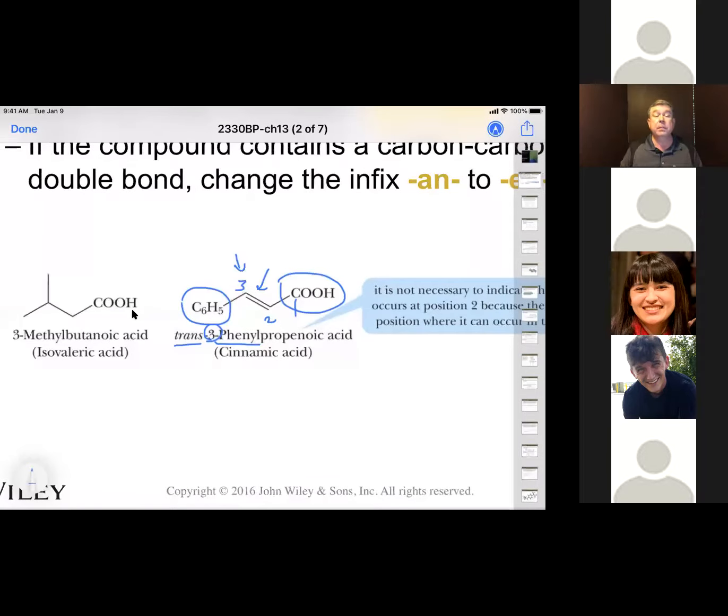And most of these carboxylic acids have common names associated with them because they're used. And this cinnamic acid actually has a cinnamon type smell to it.